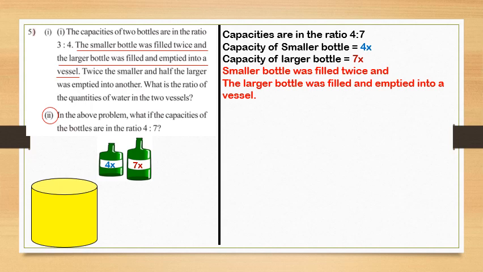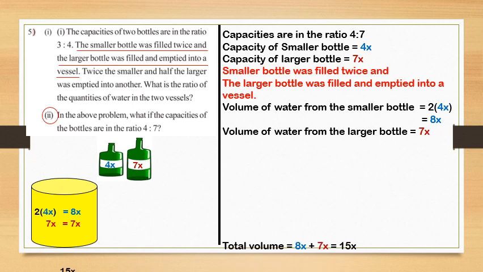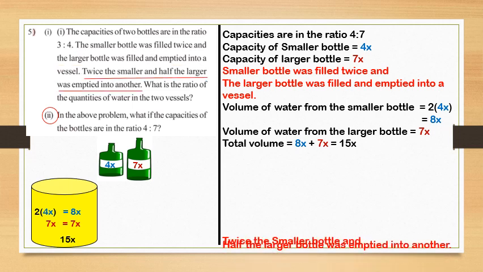Here 2 times water is filled from the smaller bottle and the larger bottle is filled once. So let us write the volume of water from the smaller bottle equal to 2 into 4x, which is equal to 8x, and the volume of water from the larger bottle equal to 7x. Then the total volume of water equals 8x plus 7x equal to 15x. And again see the question.